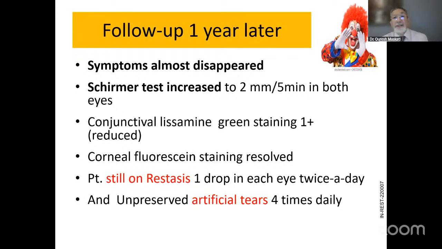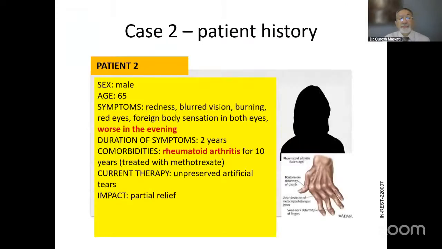So it started showing effect. The lissamine green staining, which was 4 plus, became 1 plus, so it reduced. Corneal fluorescein staining resolved. The patient is still on Restasis 1 drop twice a day, and the unpreserved artificial tears, which have come down to 4 times. So the patient improved with the treatment. Let's see patient number 2.